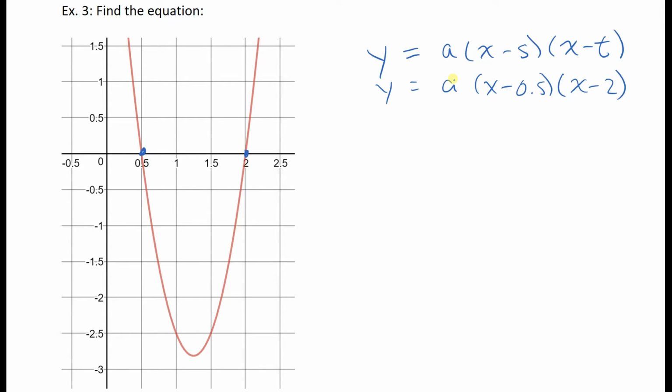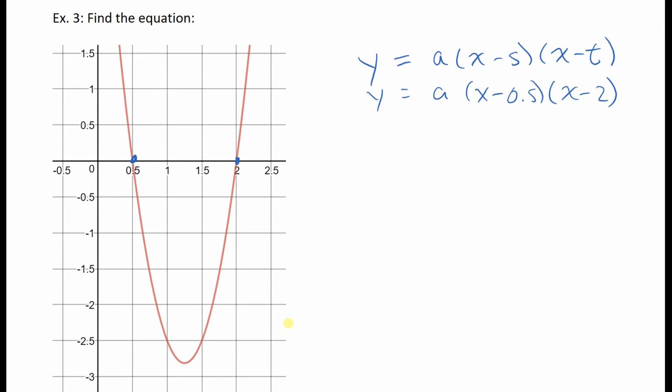How we do this is we sub in a point and then solve for a. Just like when you were learning about lines, you often found the y-intercept by subbing in a point and solving for b. Very similar. So what's a nice point to look at here? There's no perfect, beautiful ones that I can see.